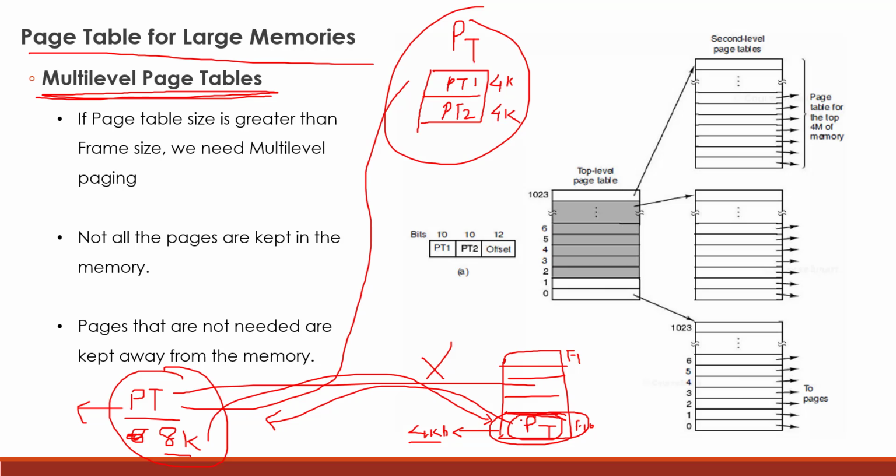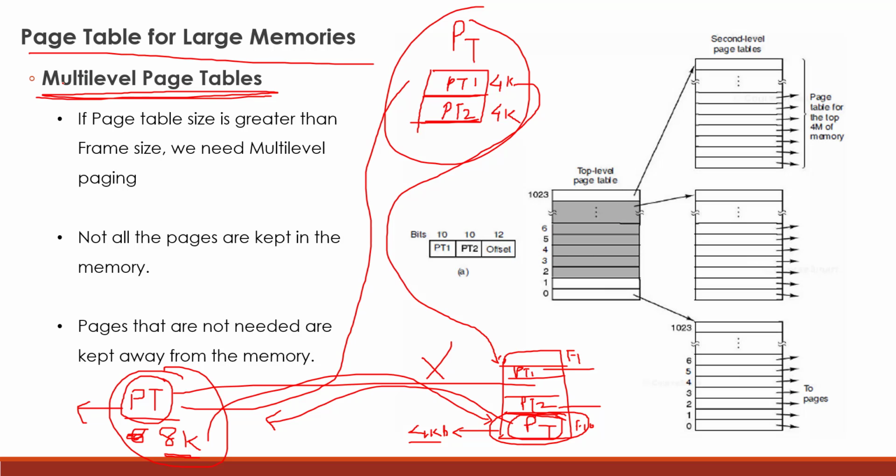So our frames cannot accommodate this page table because the size of the page table is more than the size of the frame. In that case, in order to solve this problem, we divide our page table into further page tables. So we have page table 1 and page table 2. The size of page table 1 is 4K, and the size of page table 2 is 4K. Now we can accommodate these. So PT1 can be accommodated here and PT2 can be accommodated here, right? And now we can work on our processes just like we did before.